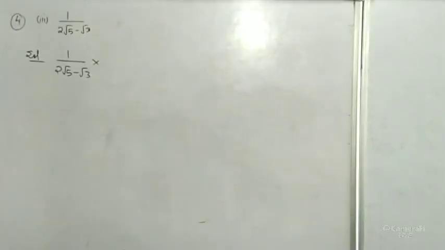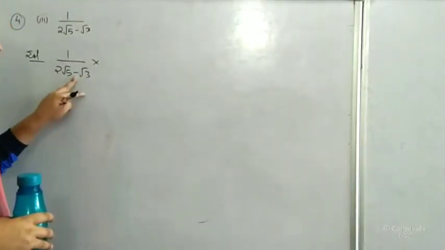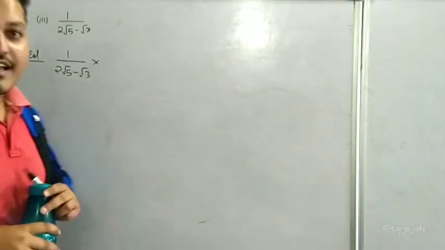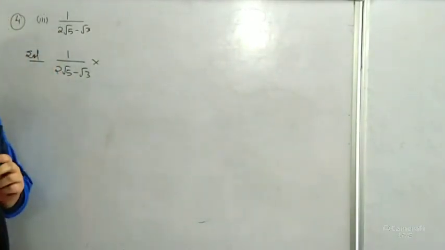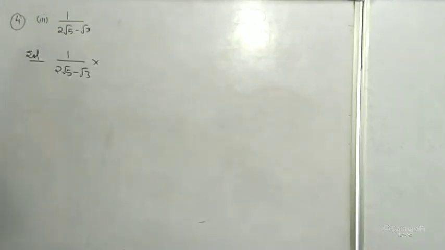What can we do here, sir? क्या कर सकते हैं हम लोग यहाँ पे? Please write in the comment section. What can we do here? The negative sign is coming here. क्या करें? Please write in the comment section what we can do here. 15, what is the 15? Priyanshu, what is 15?